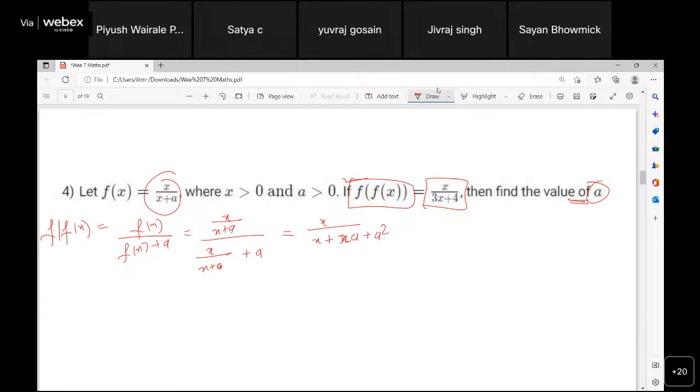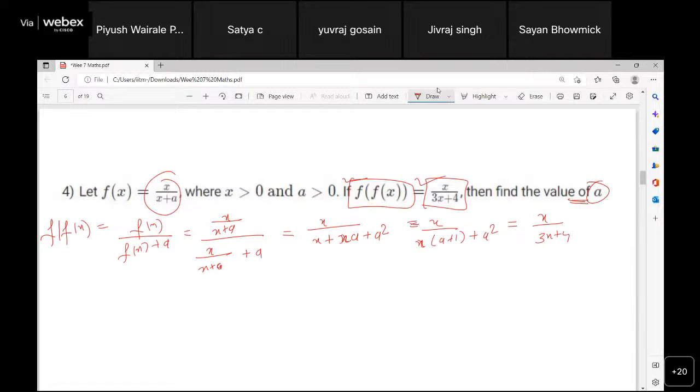If I cross multiply, I can simply eliminate this x plus a from the denominator of both the expressions, right? Now what I'm getting is x upon (a plus 1)x plus a square equals x upon 3x plus 4. Here you can see the composite function is given as x upon 3x plus 4.